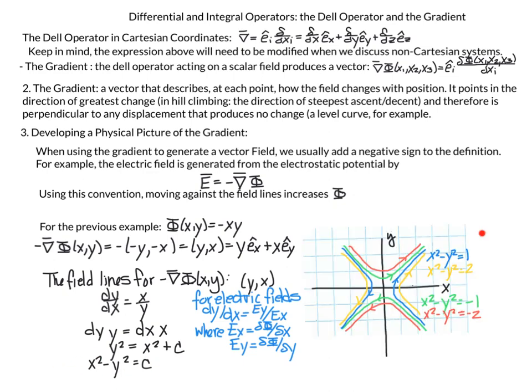And again, I graph my level curves. This is where x squared minus y squared equals 1. That's in blue. x squared minus y squared equals 2. That's in yellow. I have my other two level curves here.